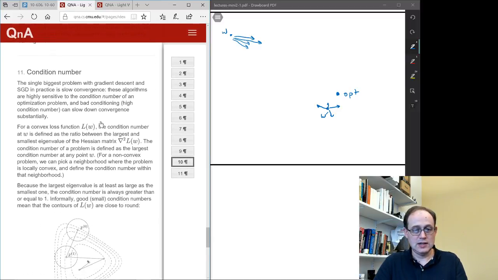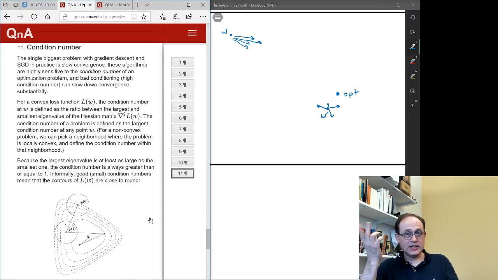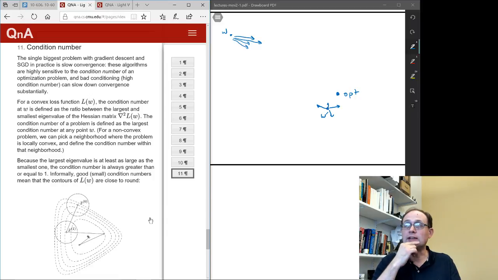All right, so there are a couple of problems with gradient descent and stochastic gradient descent when you use them in practice. We've already hit a few of them. One of them is that you converge only to a local optimum. Another is that you have this difficult problem of choosing the parameters that you want to use. The single biggest one that we haven't mentioned yet is what's called conditioning.